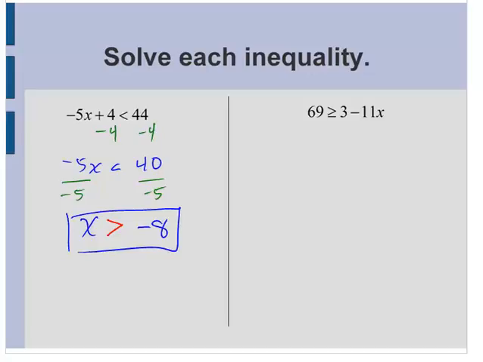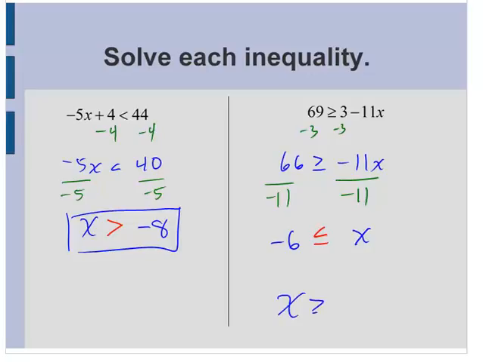Alright, 69 is greater than or equal to 3 minus 11x. First thing I would do is subtract 3 from both sides of the inequality. So 66 is greater than or equal to negative 11x. I would divide by negative 11 to isolate the variable. Since I am dividing by a negative number, I must flip the symbol of inequality. 66 divided by negative 11 is negative 6, and we have the x isolated. So now I like to write the x first, so if negative 6 is less than or equal to x, I can take the whole thing and flip it around, and I can write x is greater than or equal to negative 6.